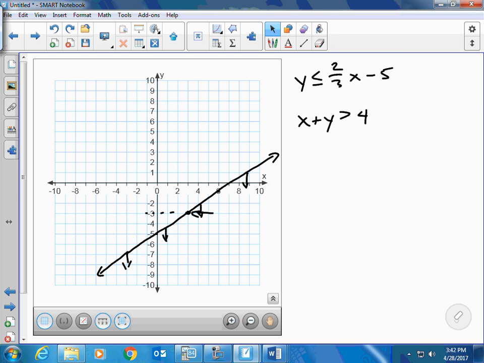All right, next thing. Let's graph that second line. I'm going to rearrange this into y equals mx plus b. To do that, I subtract the x.